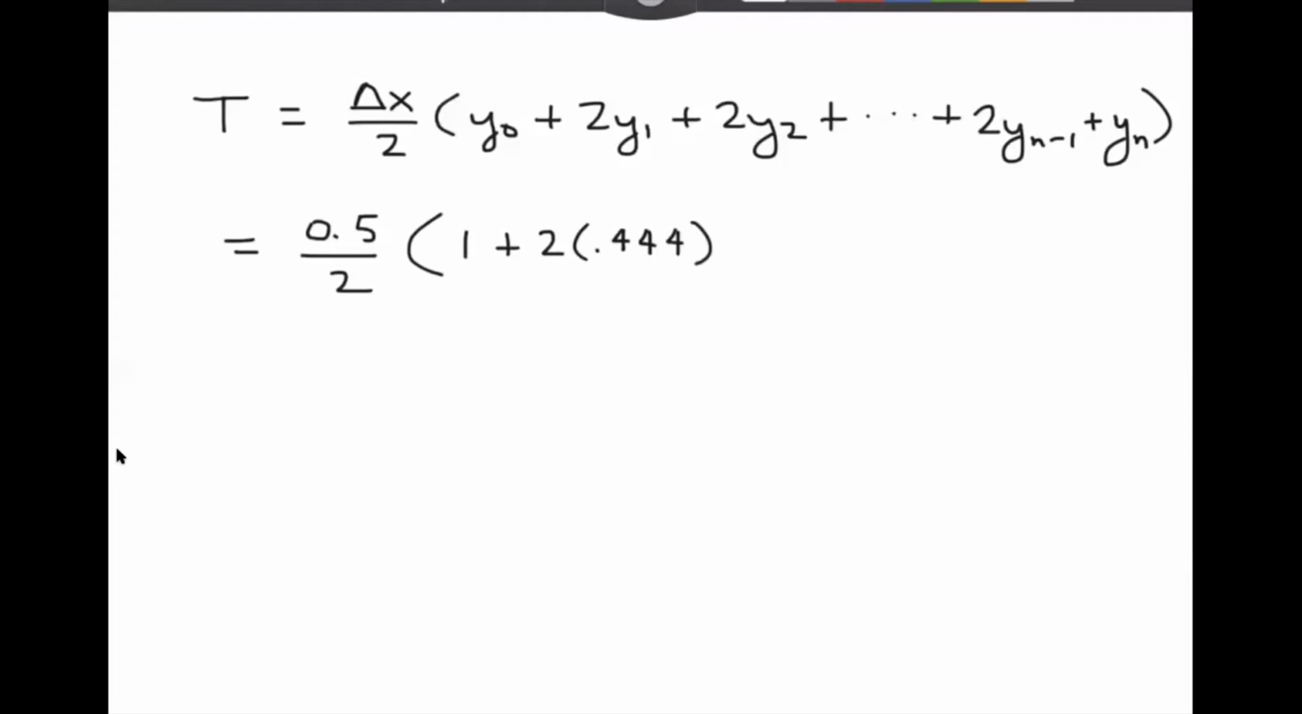Now your online homework will specify how many decimal places they want, probably. So what I would recommend, let's say it asks for 4 decimal places. Then a good rule of thumb is to use at least 5 in your calculation. So I'm going to call this 0.44444. Y2 is exactly 0.25. Y3 is exactly 0.16. And Y4 is approximately 0.11111.